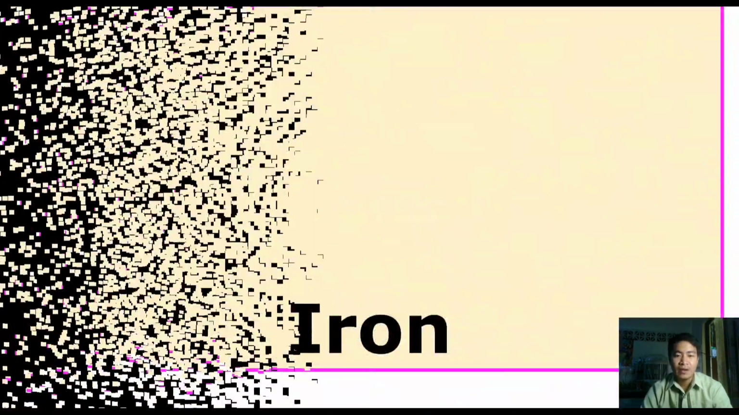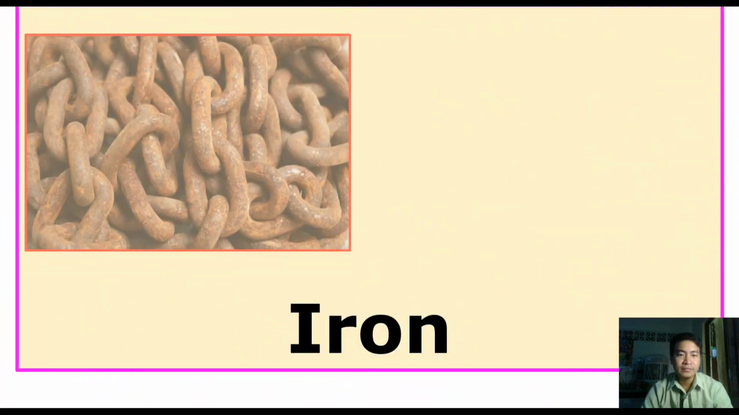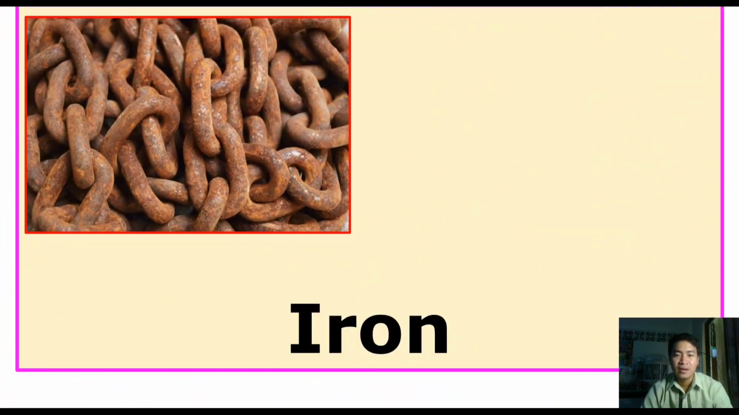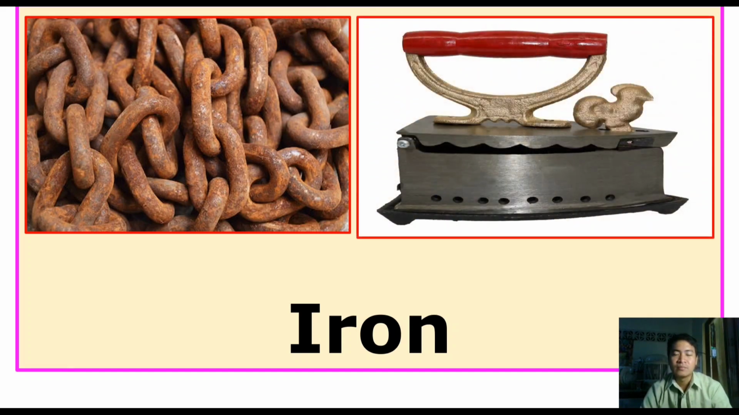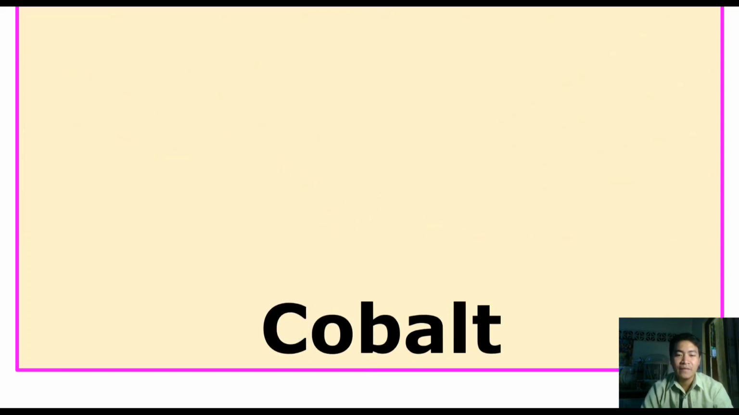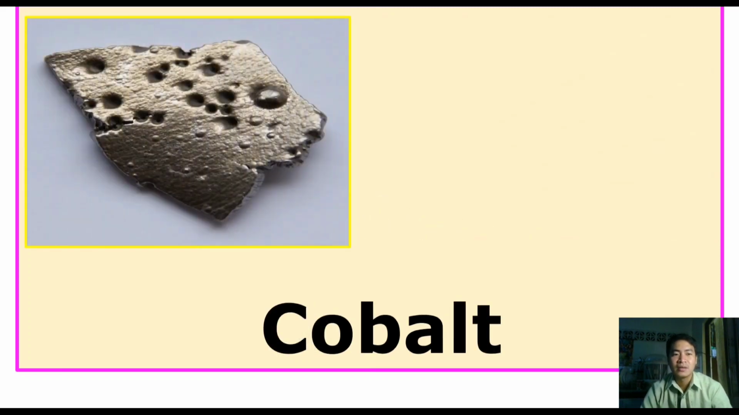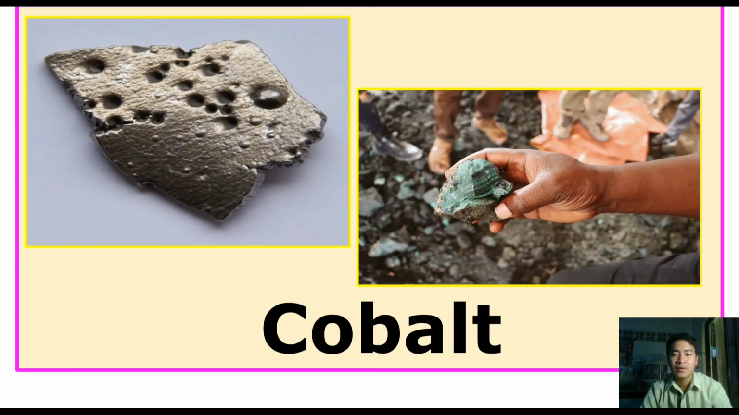And then we have here iron. Okay, we have the chain, and we have the thing that we use when we are ironing our clothes. In my time, I am using this iron, and also my mother is using this iron to iron our clothes. Then we have here cobalt. Here's the sample.